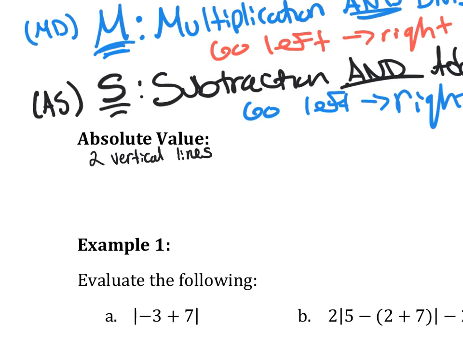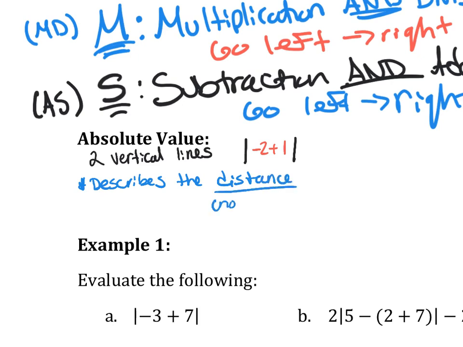It could be like this, and then something's happening inside. It could be just a number, it could be some operations. But what absolute value does is it describes the distance, so no negatives, because distance is never negative, a value is from 0. So it describes the distance a value is from 0.